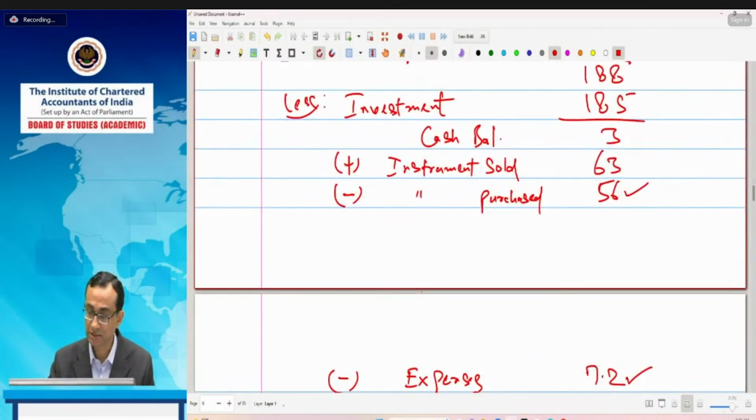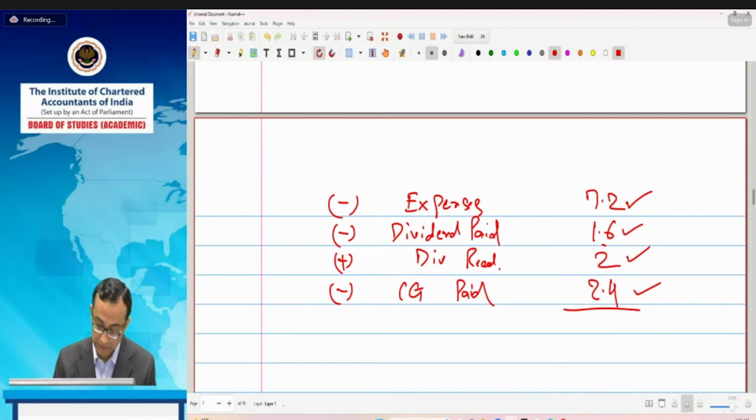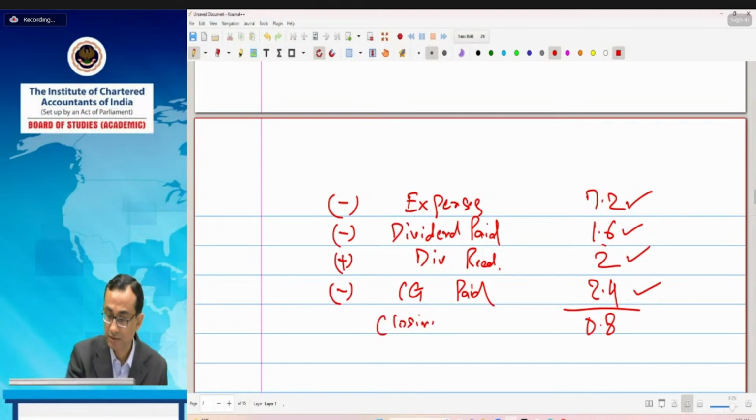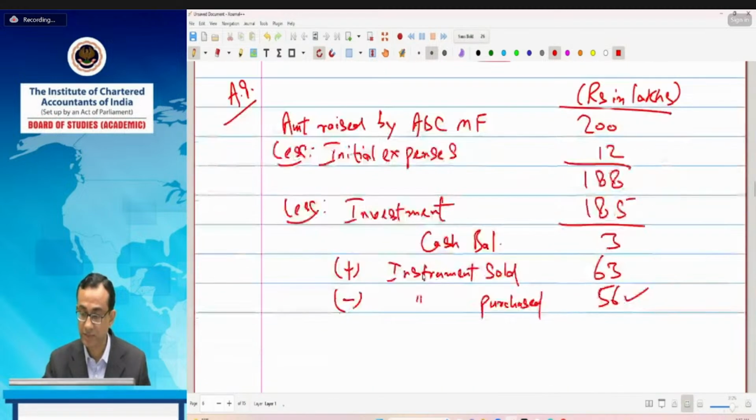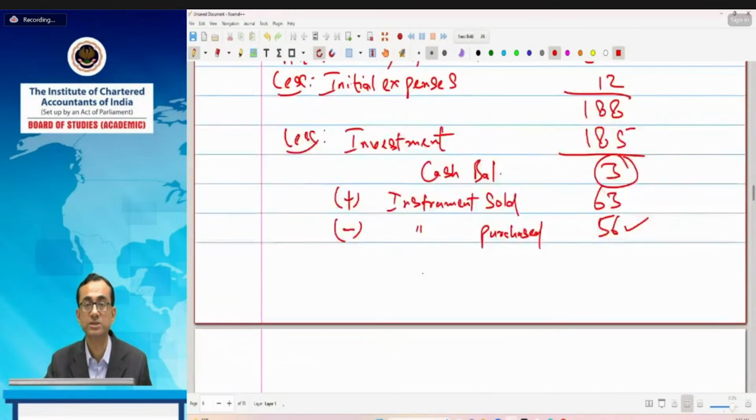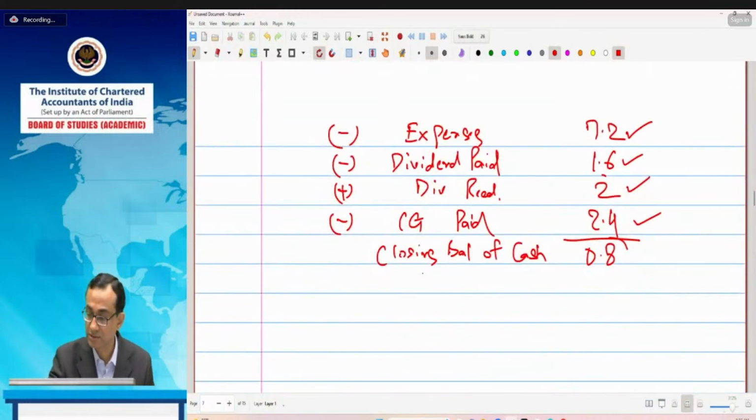Let us calculate this. 3 plus 7 minus 7.2 minus 1.6 plus 2 minus 2.4. So 0.8, it is now the closing balance of cash. So the cash balance was 3, and after some sales and purchases during the month of April, the closing balance of cash now comes to 0.8.